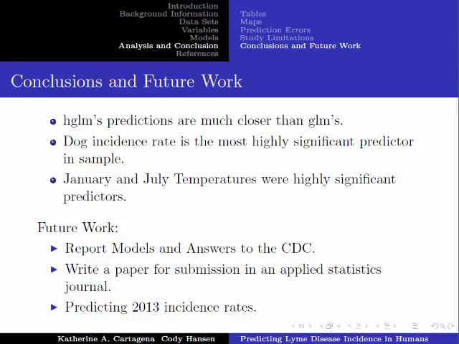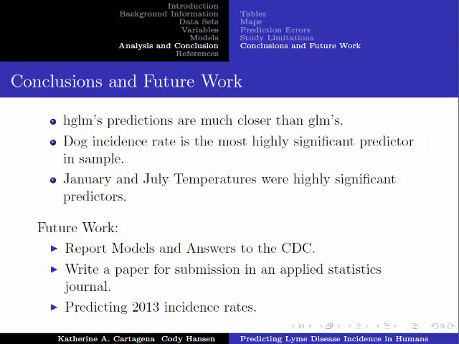Conclusions and future work. Our HGLM predictions are much closer than the GLM predictions are to actual values. This means that there may be some variable out there that we cannot quantify, or simply one that we haven't quantified yet. There are some preliminary reports out there that suggest that foxes and possums are negatively correlated with Lyme disease. Foxes eat the white-footed mouse, and possums eat the ticks.